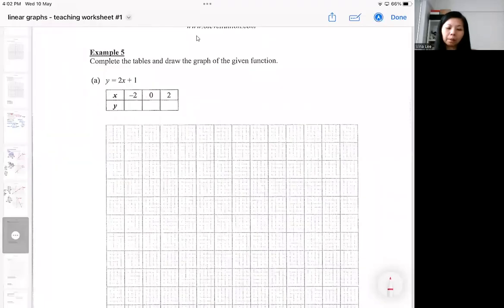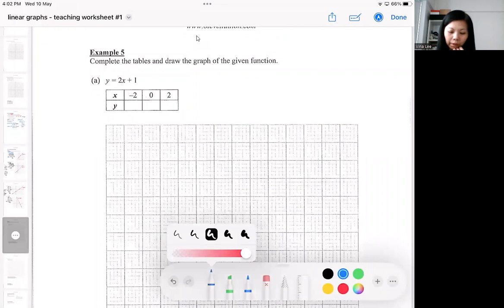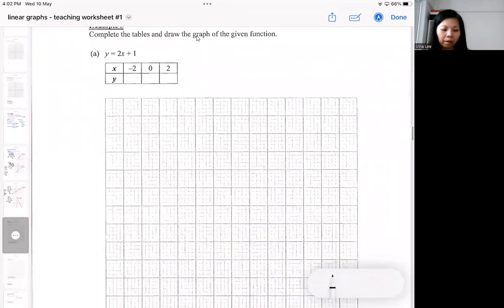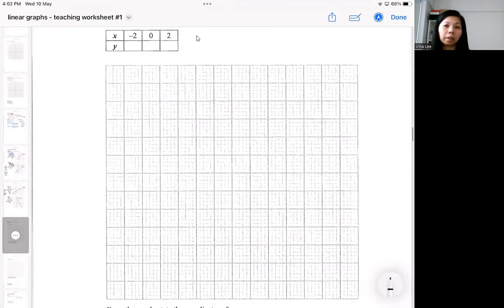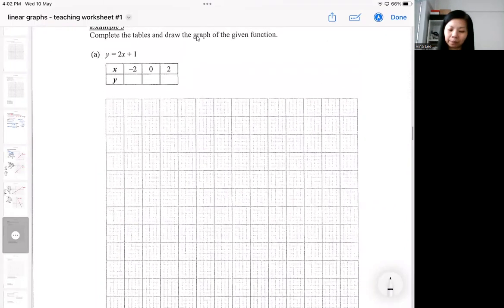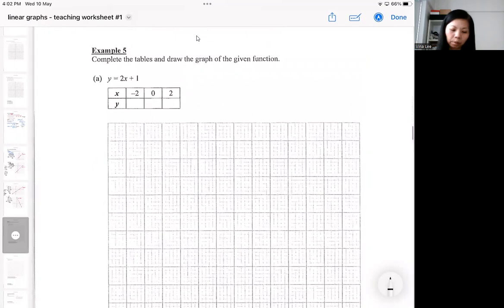In this example, I'm going to show you again how we are going to make a table with a given function. And then we're also going to be plotting them. But as you see, this is a blank graph paper, so the plotting may be a bit more difficult because they didn't even give you the x-axis and the y-axis. Anyway, let me show you.